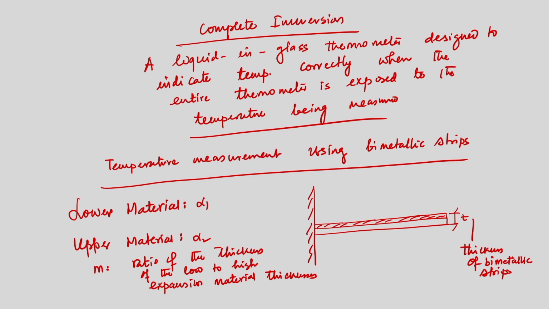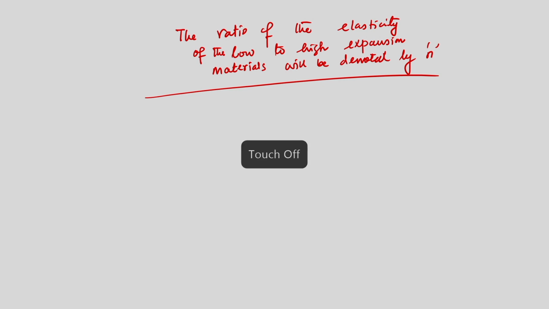thickness of low to high expansion materials is denoted by m. Now, what will happen? When we have bonded these two materials together, if the original temperature is T naught and the temperature has not changed, the bimetallic strip still remains straight. That means if the initial temperature of both the materials is any constant T naught, then they will remain straight.